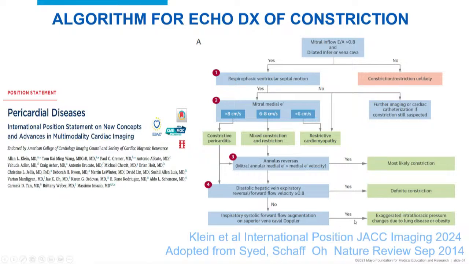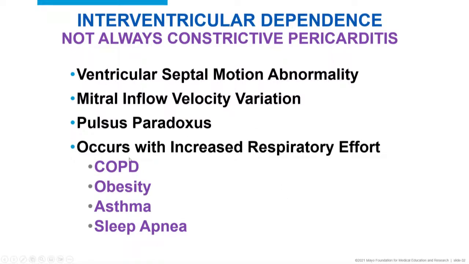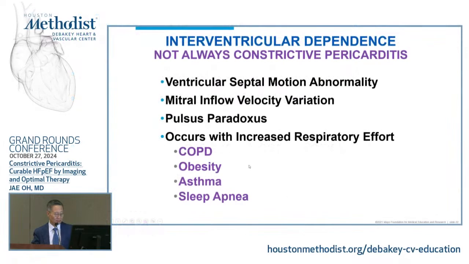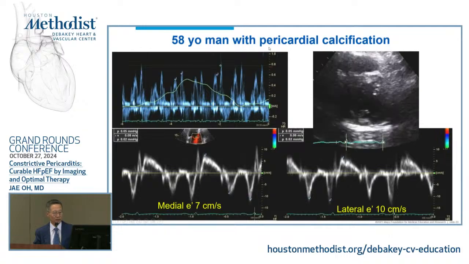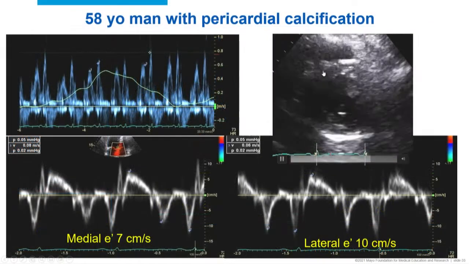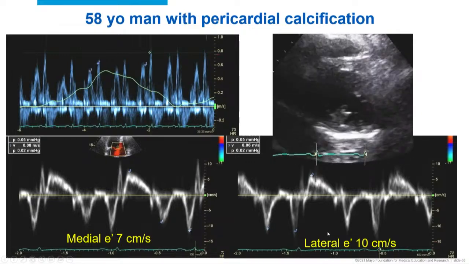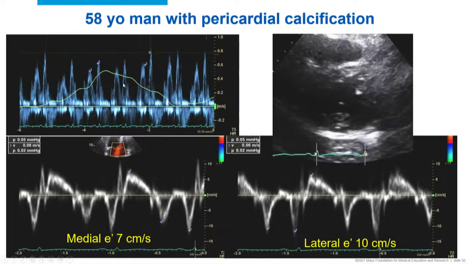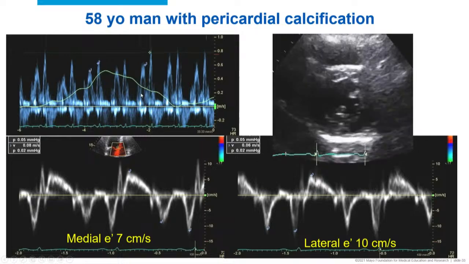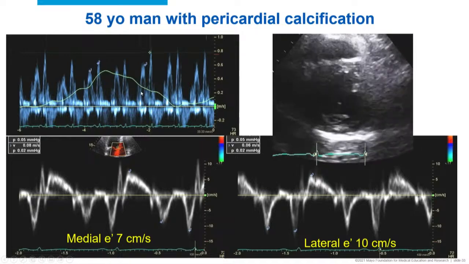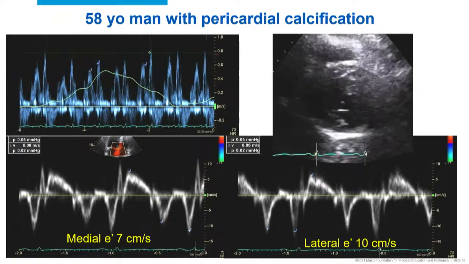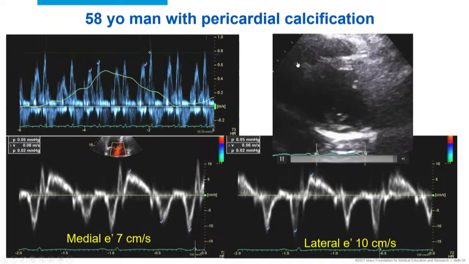These are other clinical conditions that can give you pulsus paradoxus and respiratory interventricular dependence, and echocardiography looks almost identical except for a few variations. So in this patient, there is pericardial calcification and the septal motion is abnormal, but the E prime velocity is only 7 and the lateral is higher, and the mitral inflow velocity is more of a non-restrictive pattern. The E velocity is lower than the A velocity. So you have a question whether this may not be true constrictive pericarditis, right? We are looking for E velocity higher than A velocity in patients with constriction.